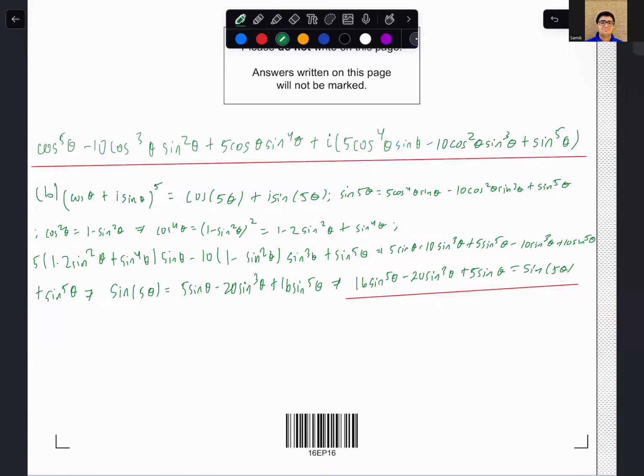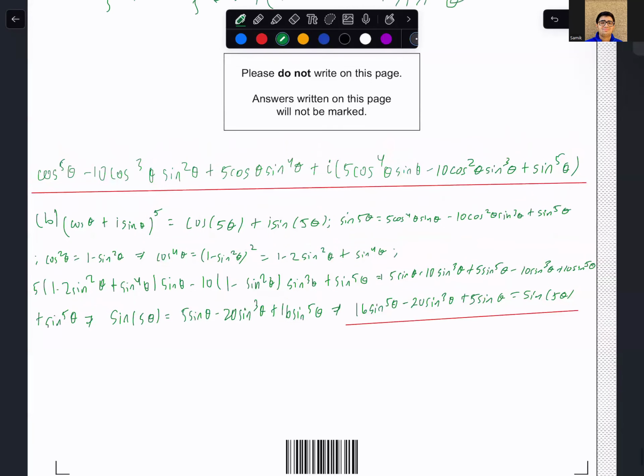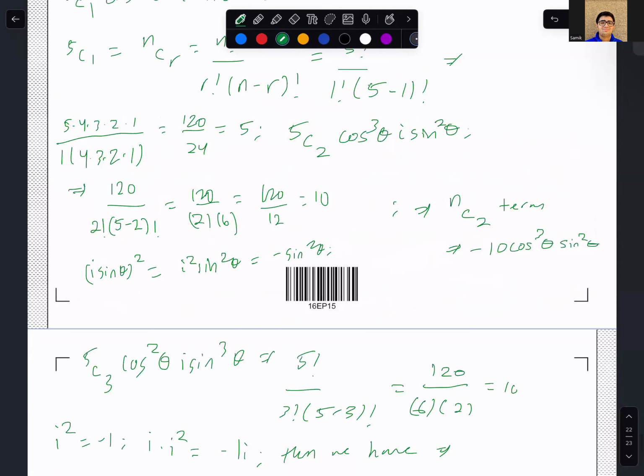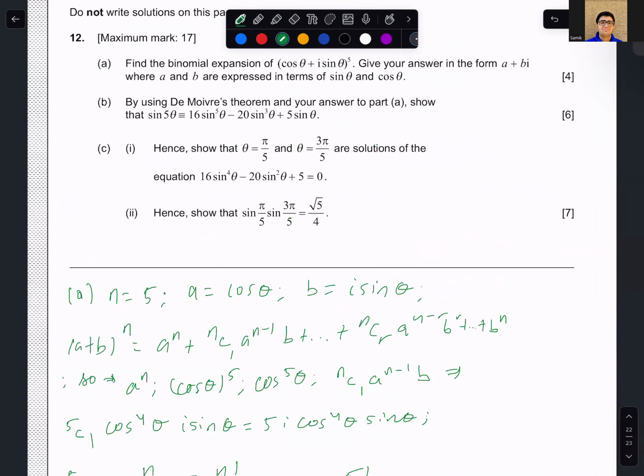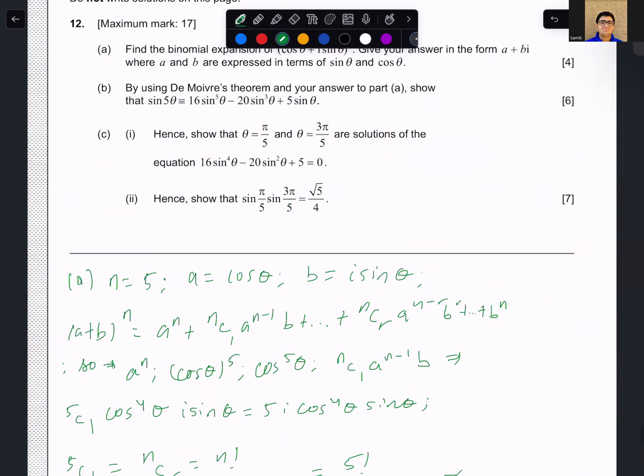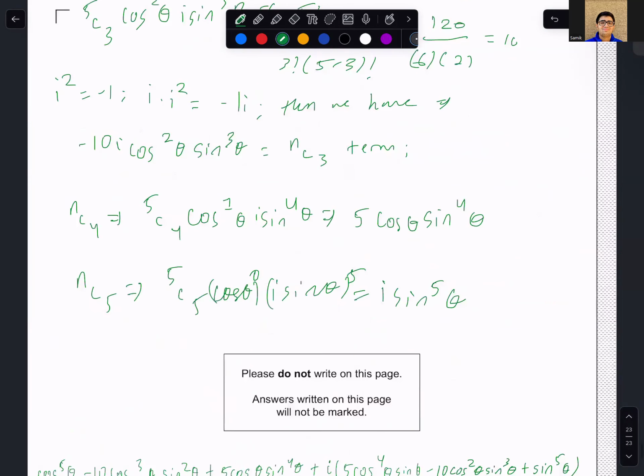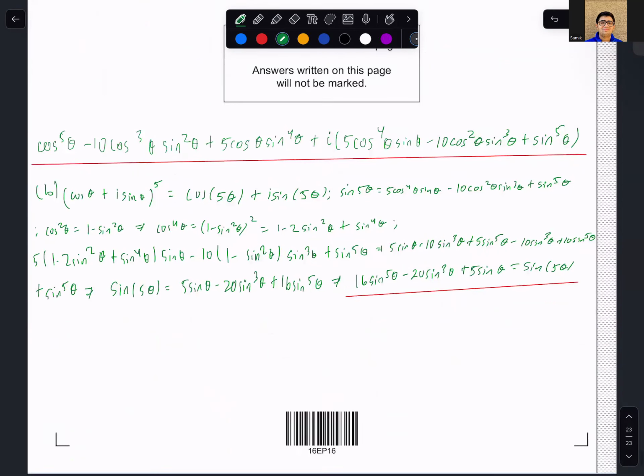Okay, hi guys. So we're gonna do part C of this question. Part C of this question is asking us to show that the solutions are theta equals pi by 5 and theta equals 3 pi by 5. So all we have to do for this is actually quite simple.